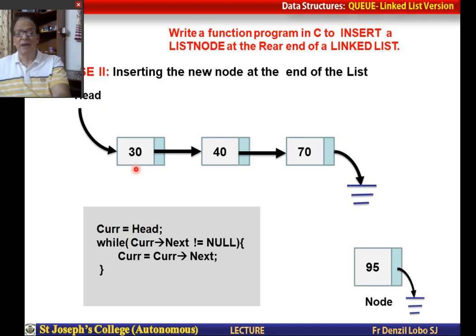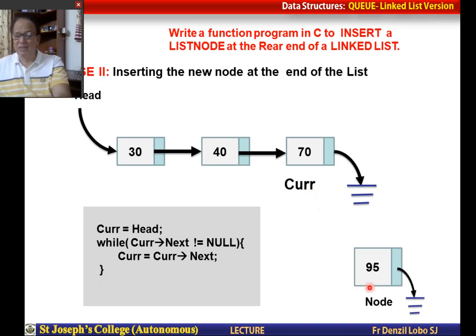How do I traverse the list? As I said, as long as current next is not equal to null, you say current is equal to current next. So this is current. Now current next is not equal to null, therefore current is equal to current next. It has come here. Current next is not equal to null, therefore current becomes current next here. Now this is current, and current next is pointing to null. It comes out of the loop. So here I have got, therefore, current as the last node of my linked list. What do I do? I have come to the last node. As you see, current is the last node.